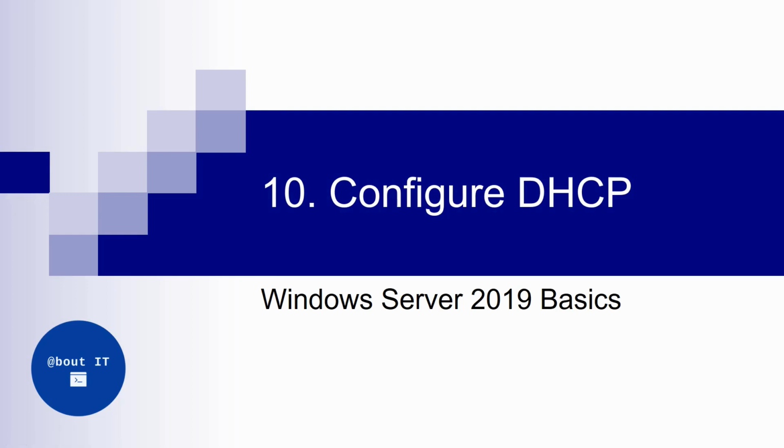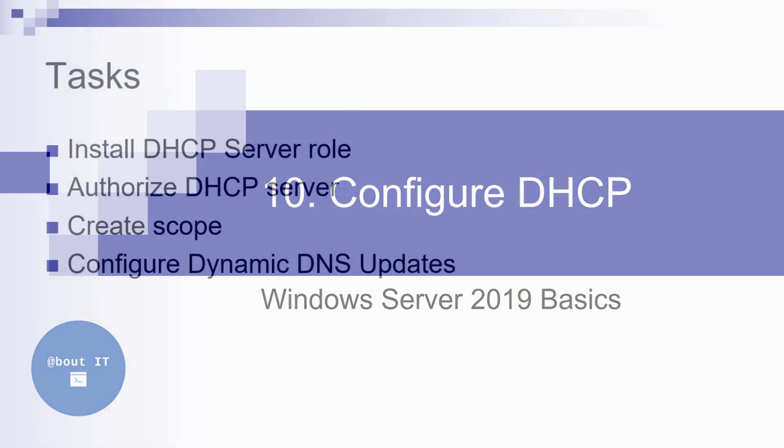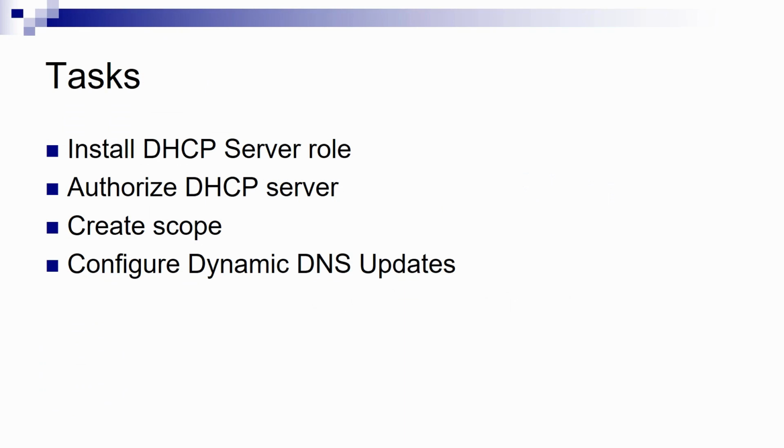Hello everyone. In this video, we are going to install and configure DHCP on LabDC01. The tasks that we are actually going to do are install the DHCP server role, authorize the DHCP server in our domain, create a scope, and configure dynamic DNS updates.